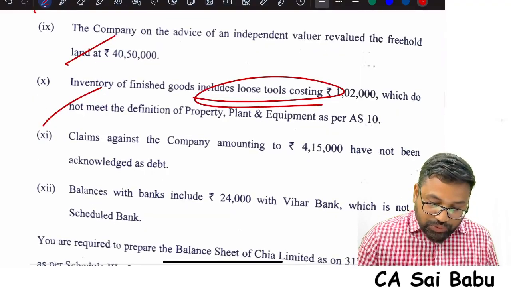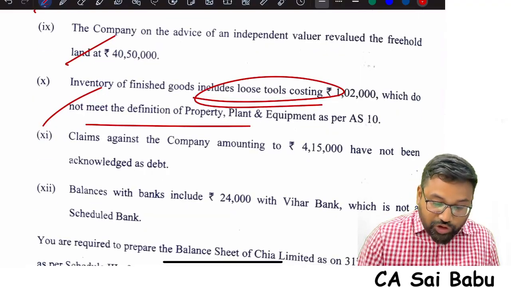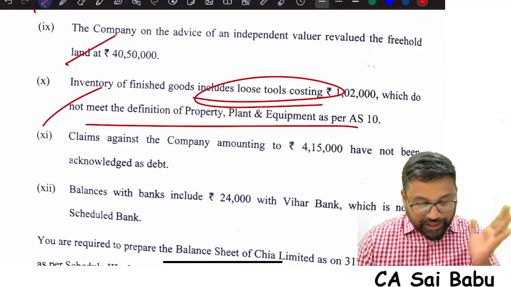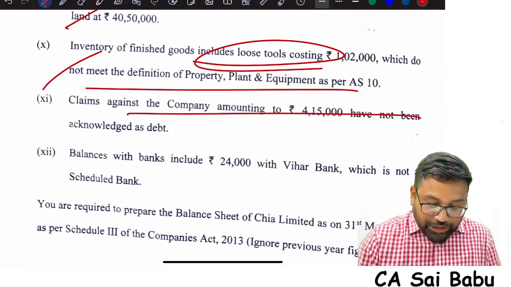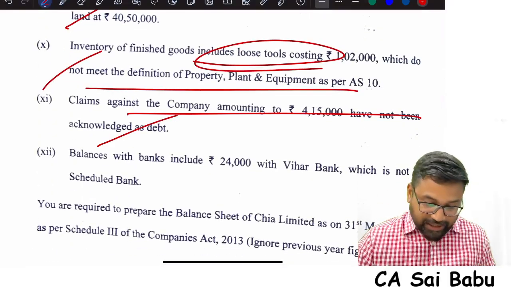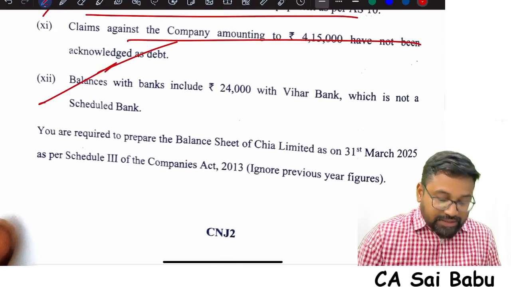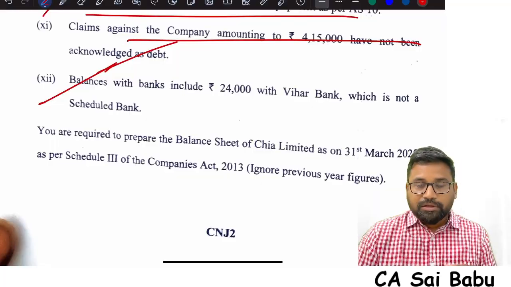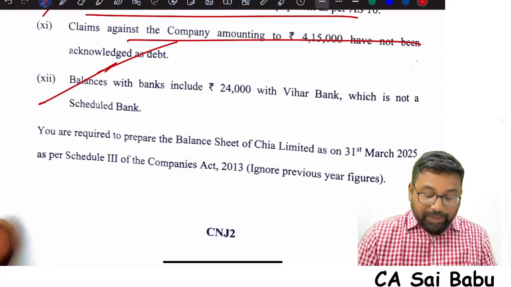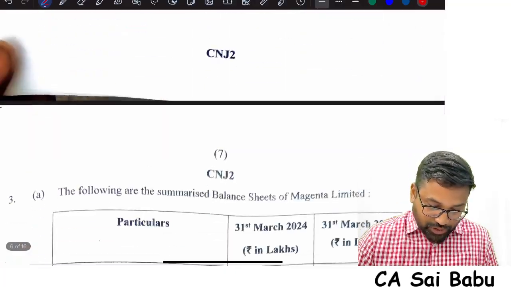Inventory includes loose tools, we need to separate them, of course, which do not satisfy the PPE definition, therefore we need to keep them as inventory only. Claims against the company not acknowledged as debt, it's a contingent liability. See, if you see my expected questions I have given, there are 2 or 3 questions mixed, they have given as one question, sir.